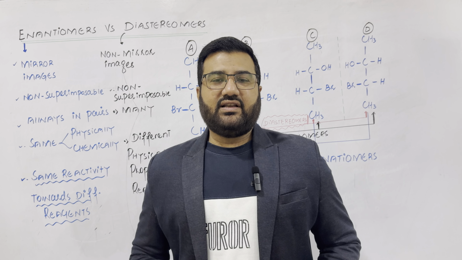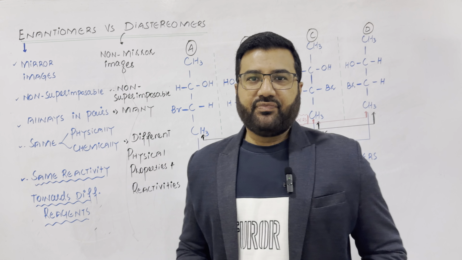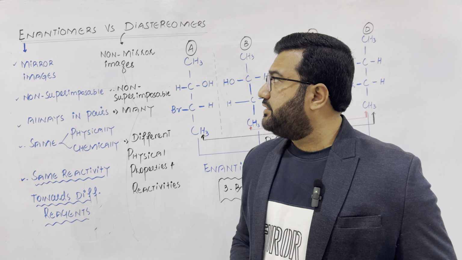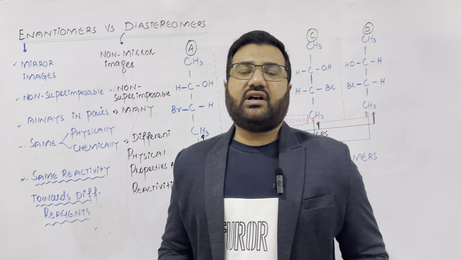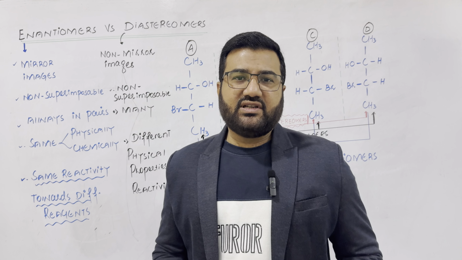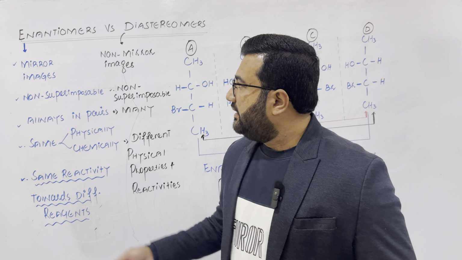Welcome dear students. In the last lecture we discussed in detail what optical isomerism is, and now let us see the difference between enantiomers and diastereomers. Both are types of optical isomers, both related to the topic of optical isomerism.